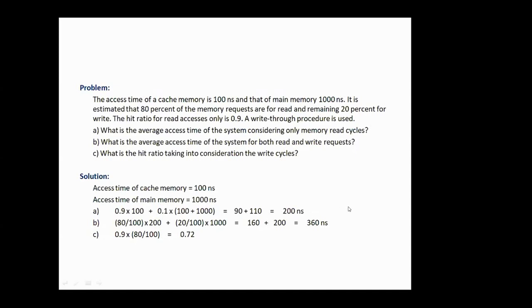So what does this imply? This implies that if we take only read cycles, then on an average this computer has an access time of 200 nanoseconds. We can see here that if in this computer we remove the cache, if there is no cache, the access time would have been 1000. By using cache, it has been reduced to 200.